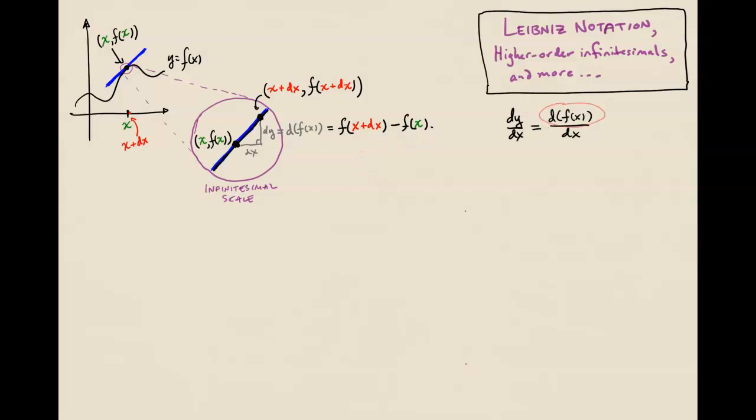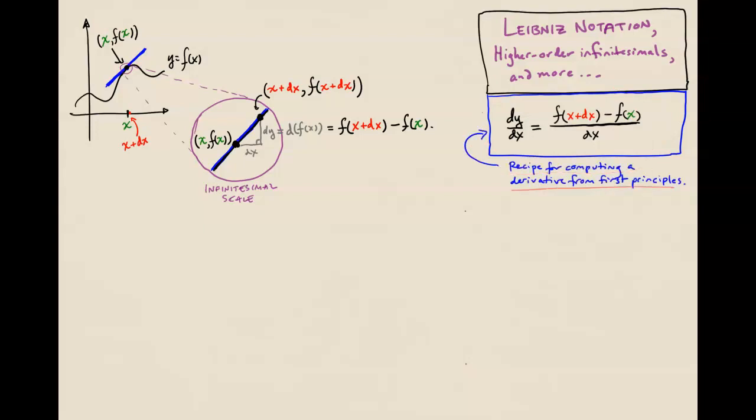The infinitesimal change in output is the output after the change, when we stick in x plus dx, minus the output before the change, when we just had x there. And this little formula we've come up with here is a recipe for computing a derivative from first principles. Now, as it turns out, there are only a handful of derivatives that we'll be able to compute from first principles using this recipe. But that will be all we need.